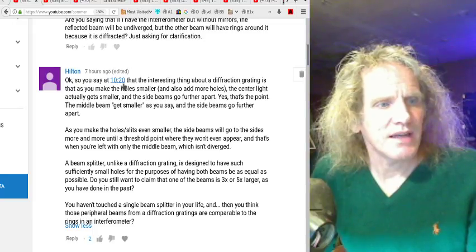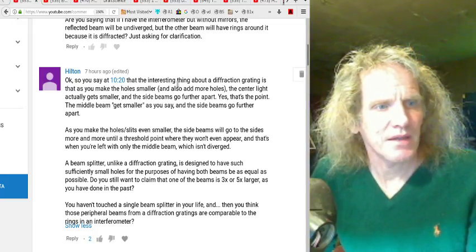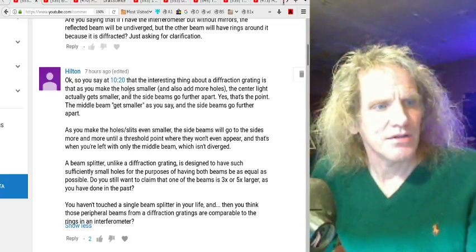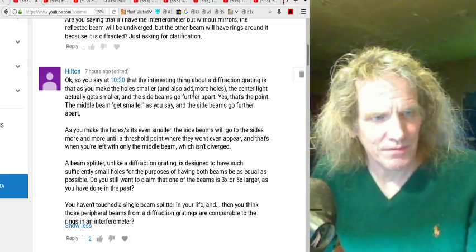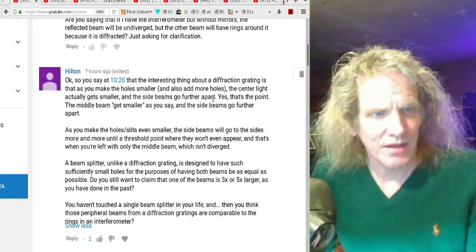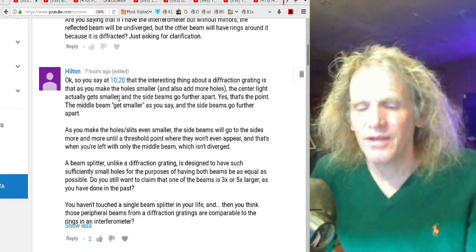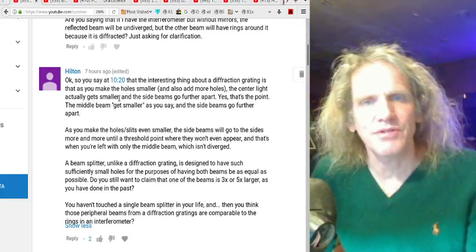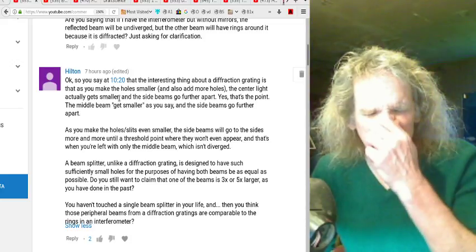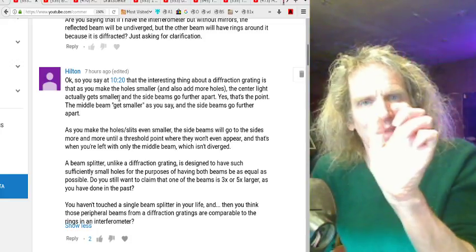Alright, so I'll read his, I think this is the first comment first, but who knows. Okay, so you say at 1020 that the interesting thing about the diffraction gradient is that as you make the holes smaller and also add more holes, the center light actually gets smaller. Well, I didn't mean to imply it's by their mathematics it's supposed to get narrower. That is, so more intense and narrower.